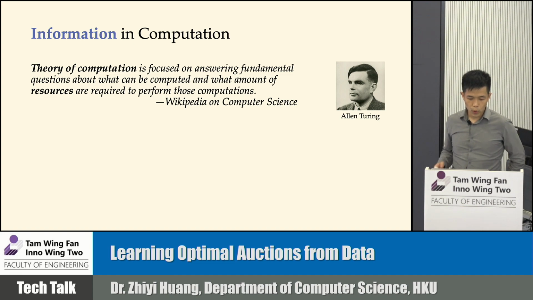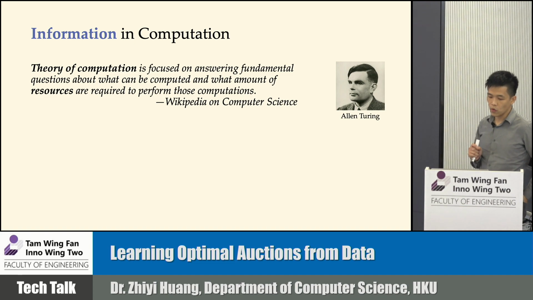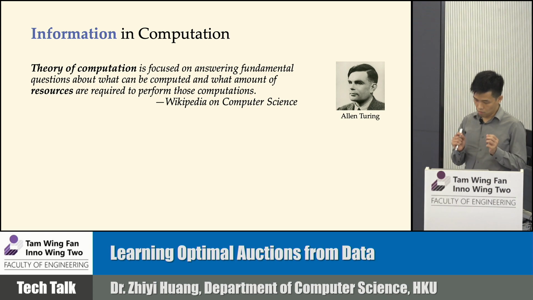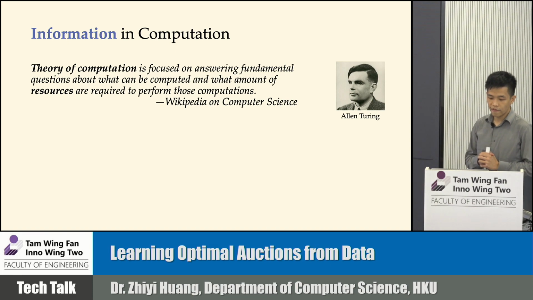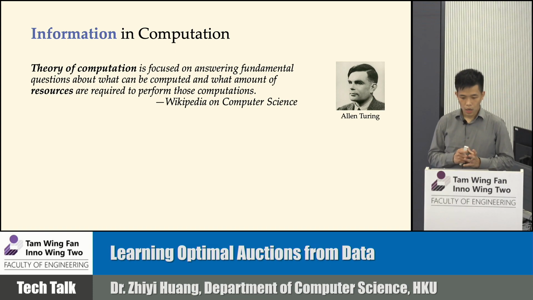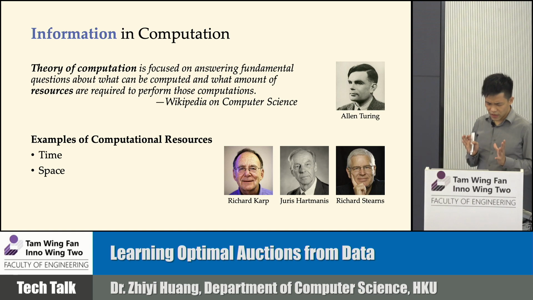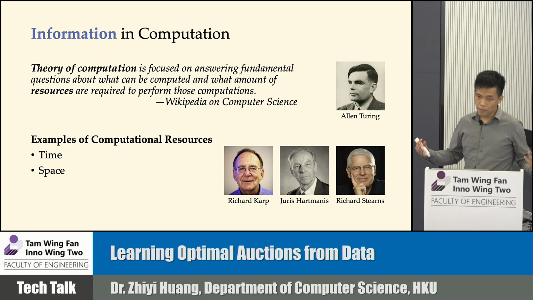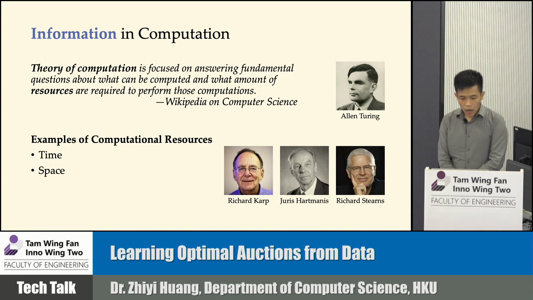Quoting from Wikipedia, the theory of computation is focused on answering fundamental questions about what can be computed, and more importantly, what amount of resources are required to perform those computations. Some of the more commonly known examples of computational resources are time, or CPU cycles, or GPU cycles, or space, the amount of memory or hard disk space necessary to store your data.